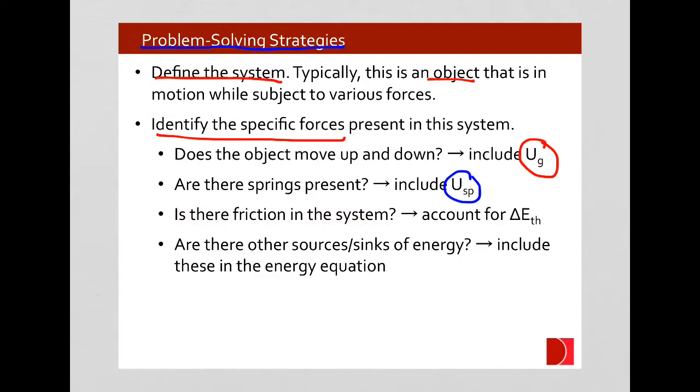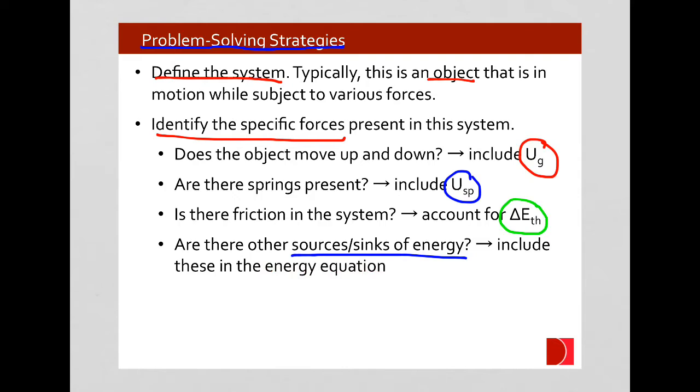Is there friction in the system? If so, we'll have to include a term for thermal energy as well, for those energy losses. And something else to be aware of: are there other sources or sinks of energy? If that's the case, we'll have to include those in the energy equation as well.